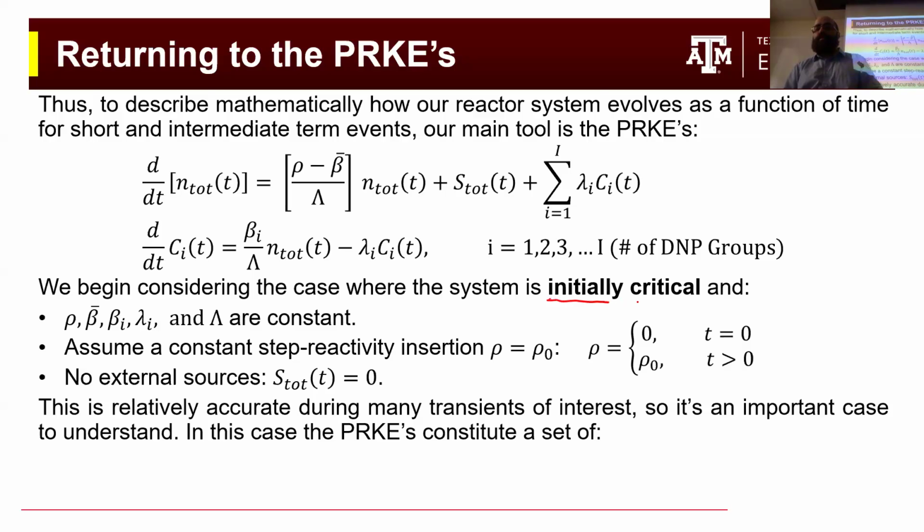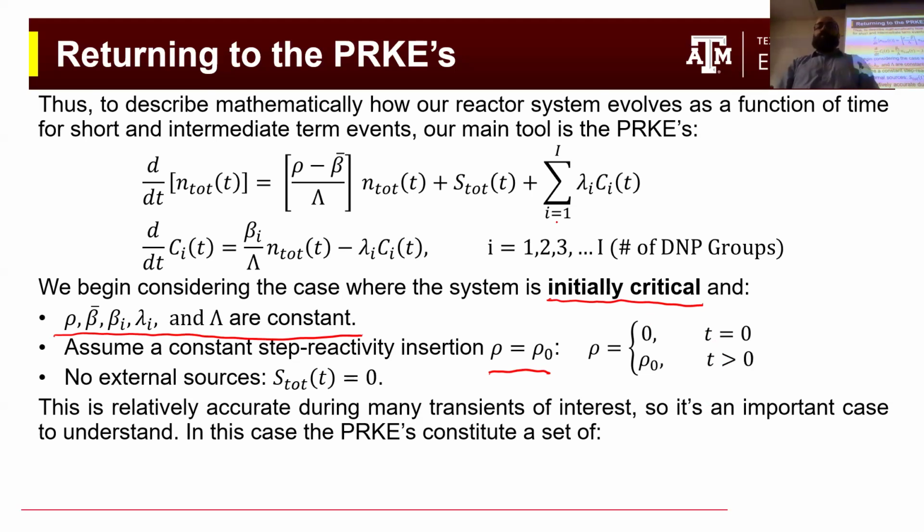We're going to assume that our system is initially critical. We're going to assume that all of these quantities are constants. And we're going to assume that this reactivity is a step reactivity insertion, which means that our system is initially critical. So at time zero, the reactivity is zero because we're critical. And then at time zero, there's going to be some change to our system that's going to change the reactivity of the system. It's either going to cause an insertion of positive reactivity, which would kick our system into a supercritical state, or it's going to cause an insertion of negative reactivity, which would kick our reactor into a subcritical state.